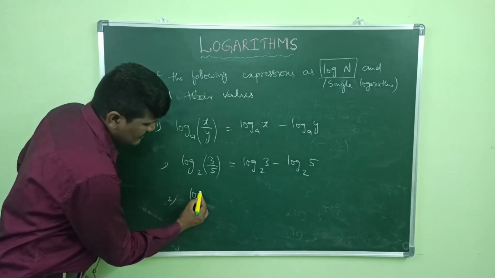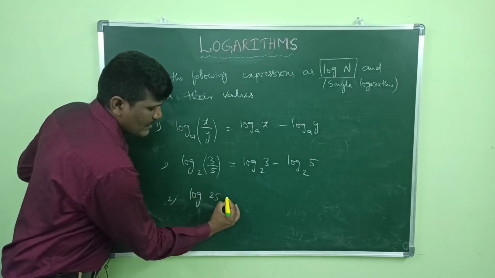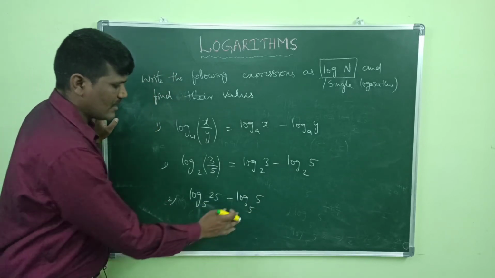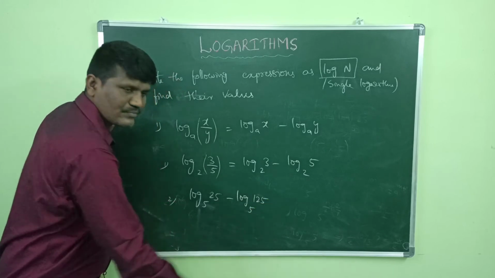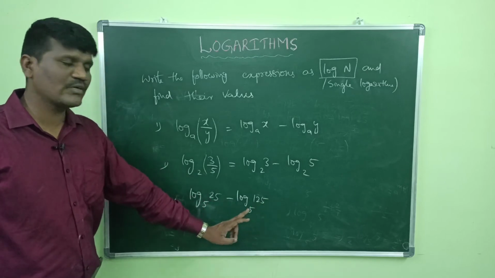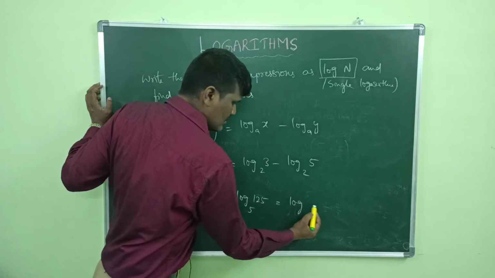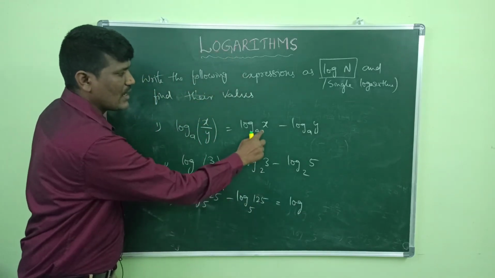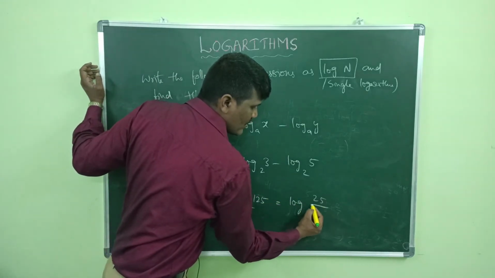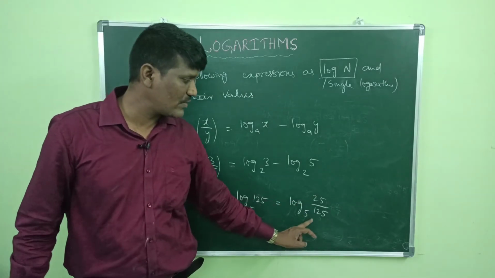So suppose I am having log 25 minus log 125 to the base 5. How to write the value of this? It is simply, if log x minus log y is log x by y, so I can write log 25 by 125 to the base 5.